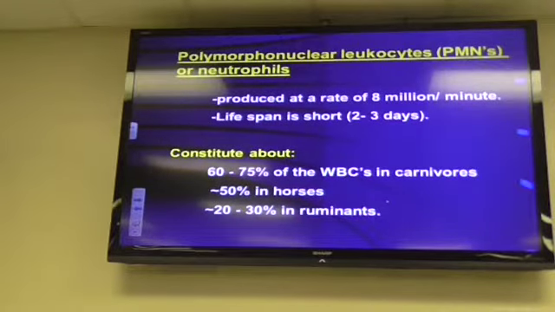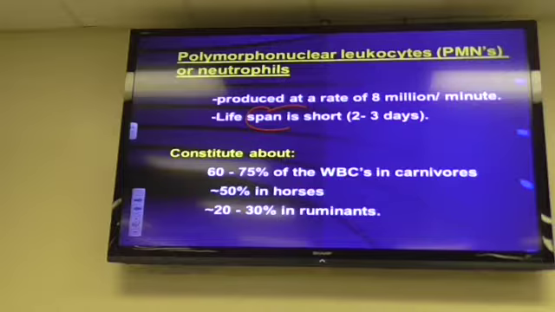Going on to the polymorphonuclear leukocytes, or the neutrophils, simply called neutrophils. Lifespan of neutrophils in the blood is very short. They live just 2 days at the most. And so that's why we need to produce a lot of neutrophils. Neutrophils, this you should remember as veterinarians. You do white blood cell counts and differential counts.